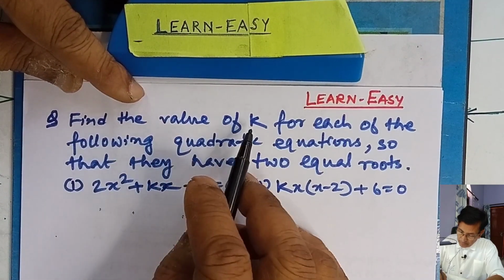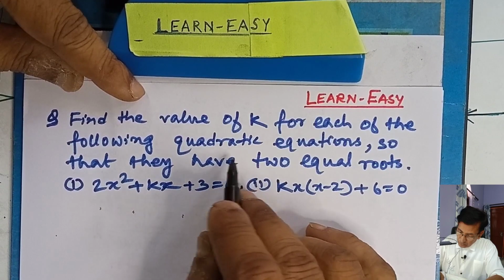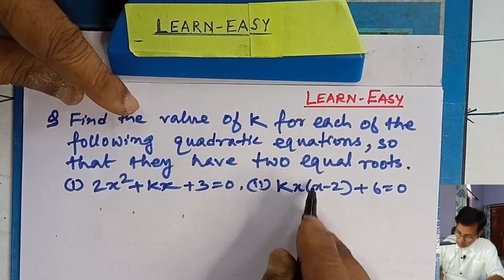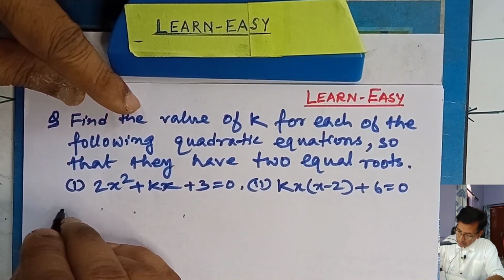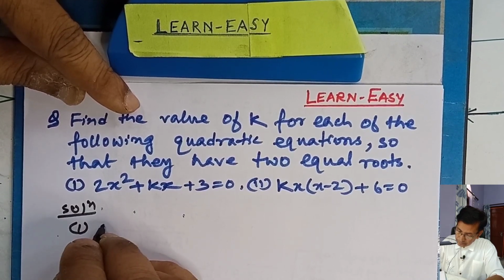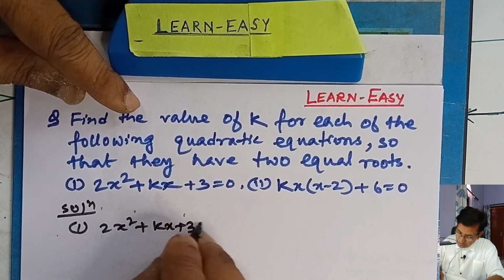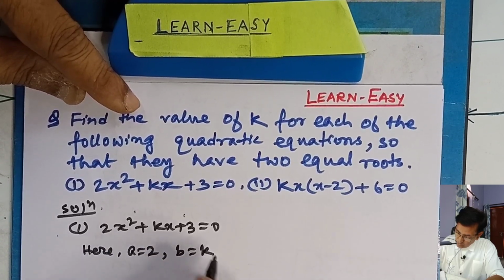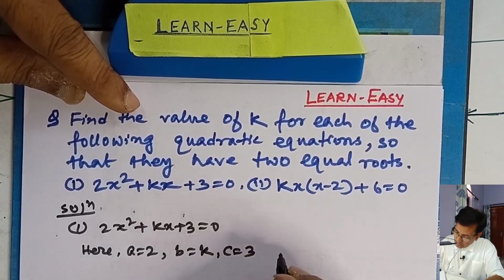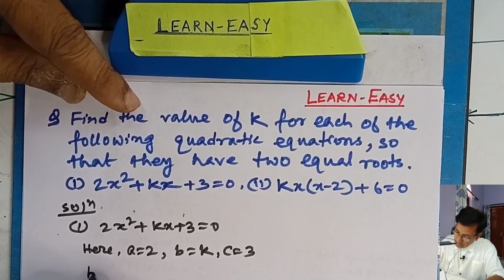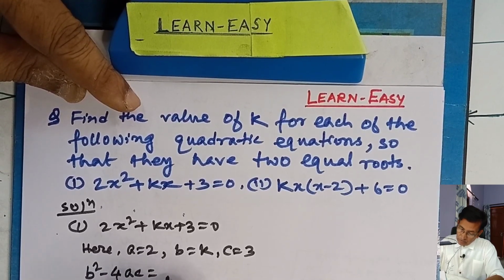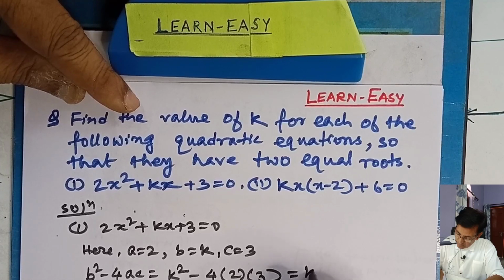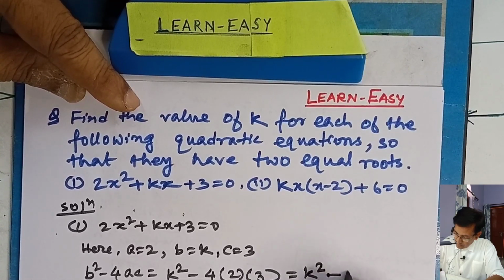This is the answer. Find the value of k for each of the following quadratic equations so that they have two equal roots. 2x square plus kx plus 3 is equal to 0, and kx into x minus 2 plus 6 is equal to 0. For 2x square plus kx plus 3 is equal to 0, here a is equal to 2, b is equal to k, c is equal to 3. Discriminant b square minus 4ac is equal to k square minus 4 into 2 into 3, is equal to k square minus 24.